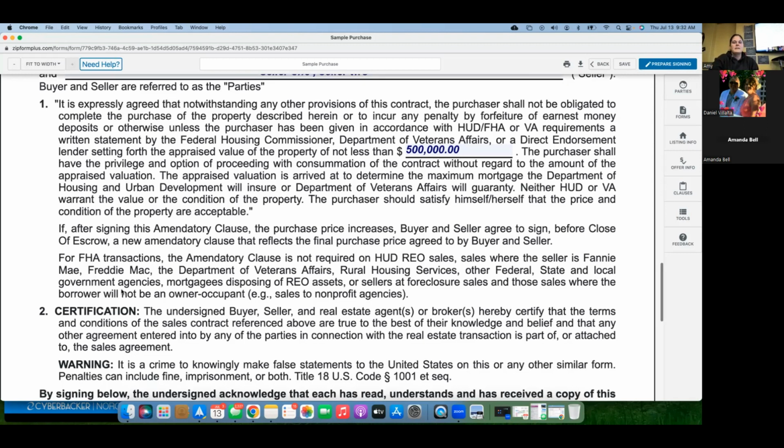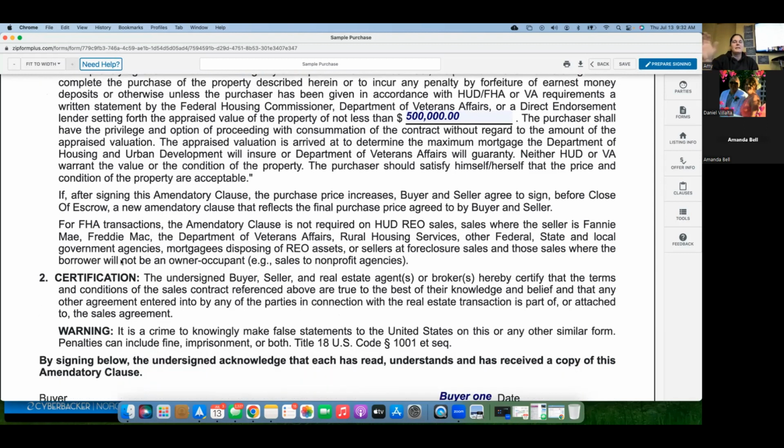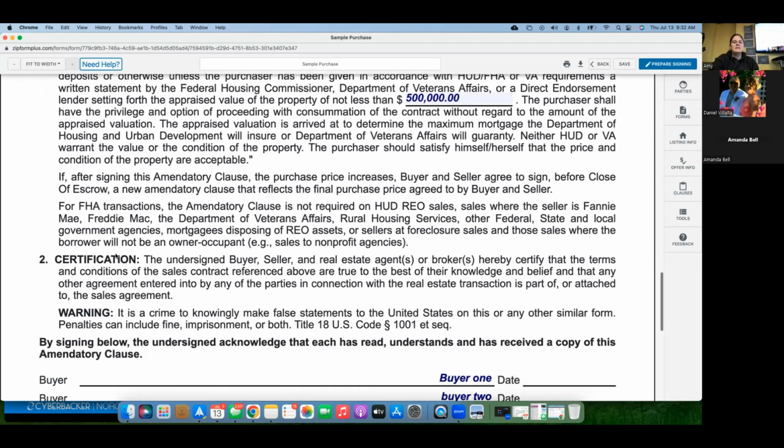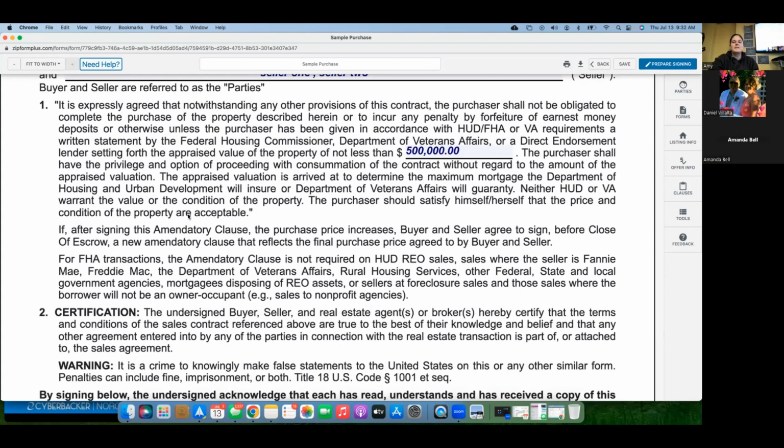Okay. And that's only for FHA, that's not VA. VA still requires it. Yeah. Certification. You may have questions about section number 1. Purchase price goes there.